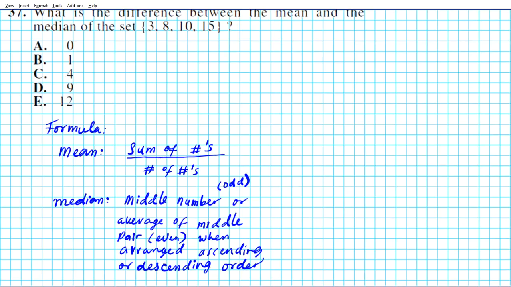Okay? Alright, so let's go ahead and start off by looking for the mean. For the mean here, we are going to look at the sum 3 plus 8 plus 10 plus 15, and we're going to divide that by the number of numbers. How many elements do you have in this set? You have 4 elements. Okay? So if we add them all up, 3 plus 8 plus 10 plus 15 is 36. Divide that by 4, and your mean value is 9. Okay? You notice you have a 9 as an option here.